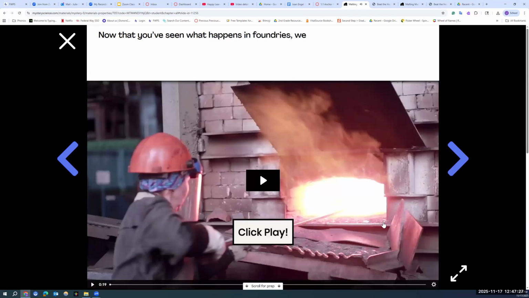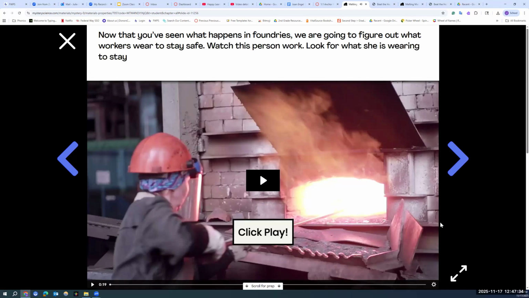Now that you've seen what happens in the foundries, we are going to figure out what workers wear to stay safe. Watch this person. Look for what she is wearing to stay safe. Then go to the next slide. Okay, so right now, before I press play, I want you to look at what she's wearing.